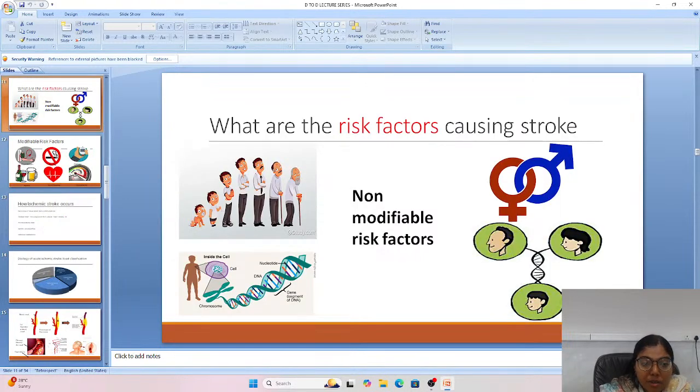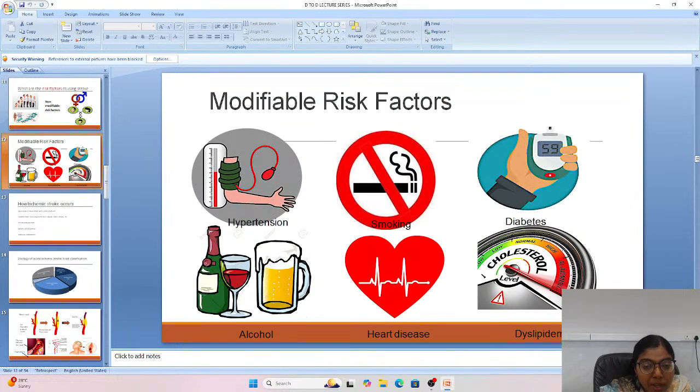So what are the risk factors of a stroke? We are having risk factors in the form of non-modifiable and modifiable. Non-modifiable means age, sex, which is inevitable. Like everybody is supposed to age, and genetics, we cannot do anything. But there are certain modifiable risk factors which we can keep a check on and control, like hypertension, smoking, diabetes, alcohol, heart disease, and dyslipidemia. These are all modifiable, which we can target and treat.